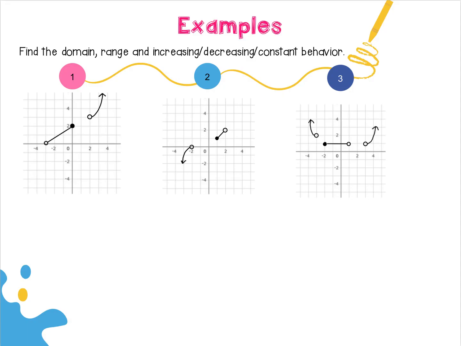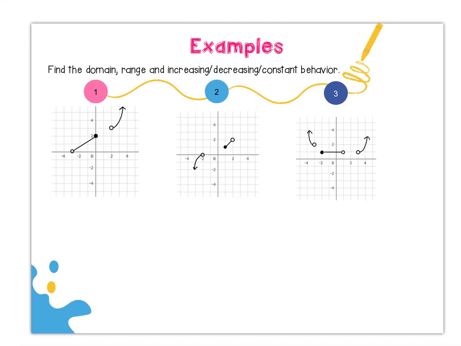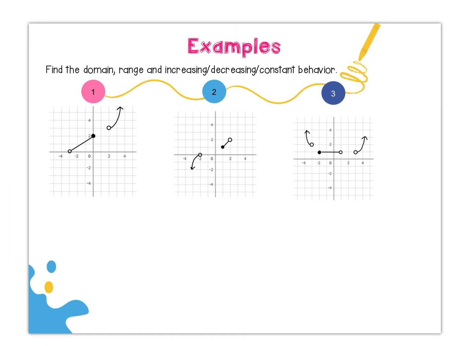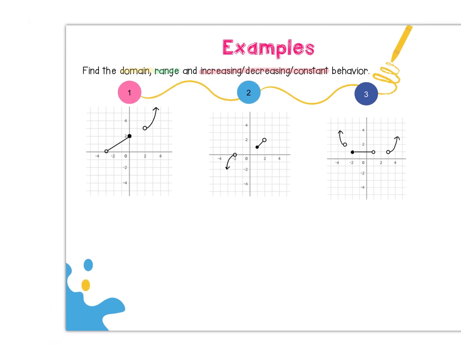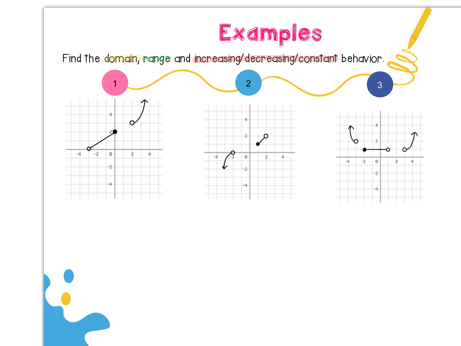So let's look here at drawing 1. Notice the instructions want us to find the domain, the range, and where the graph is increasing, decreasing, or constant. And all this information for each one is going to be given in the form of interval notation. So let's start with the domain.